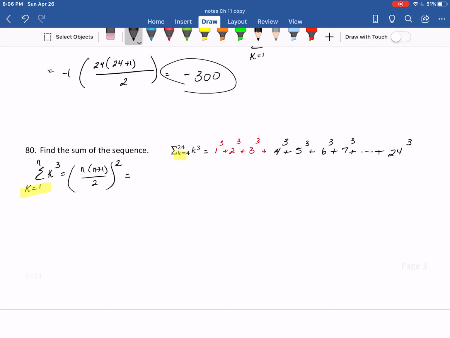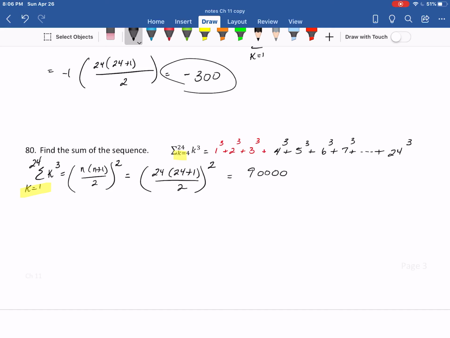So I'm gonna erase this n. I'm gonna write in there what it's supposed to be, 24. And according to this formula, when k goes from 1 to 24, I'm gonna get 24 times 24 plus 1 divided by 2 quantity squared. All right, we're gonna start with this and see what happens. So what is that? 12 times 25 again, that's 300. We square it, let's see, 300 squared is about 90,000. And so that would be the sum if we did go from 1 all the way to 24.